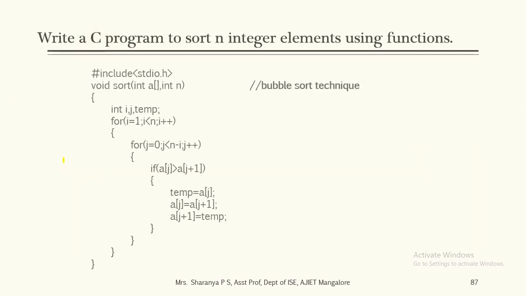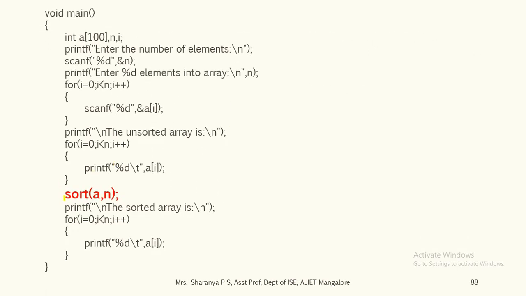We have already discussed the bubble sort logic. The same logic we have written within the function called sort. And what are the arguments or parameters it will take? One is the array and one more is the size of the array. It does not return anything; we have just written it as void. In the main function we are calling the sort.